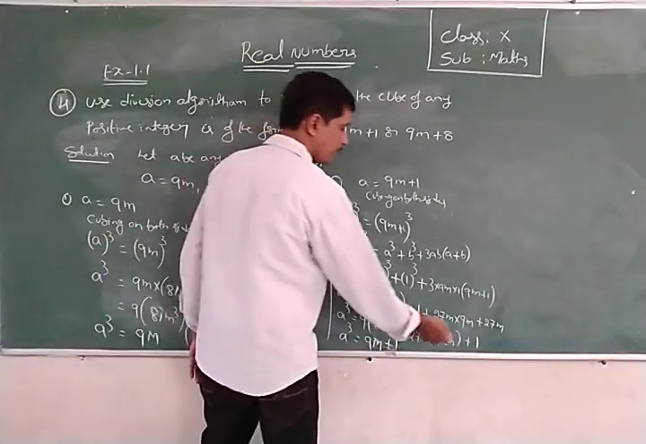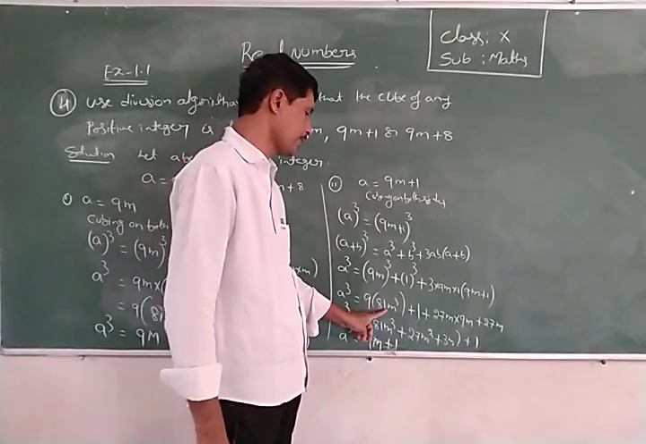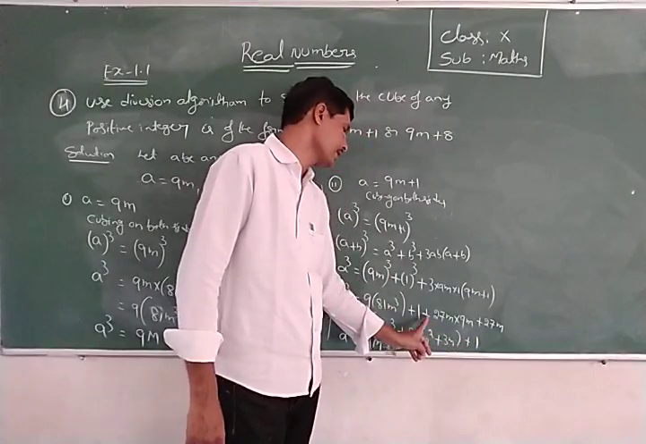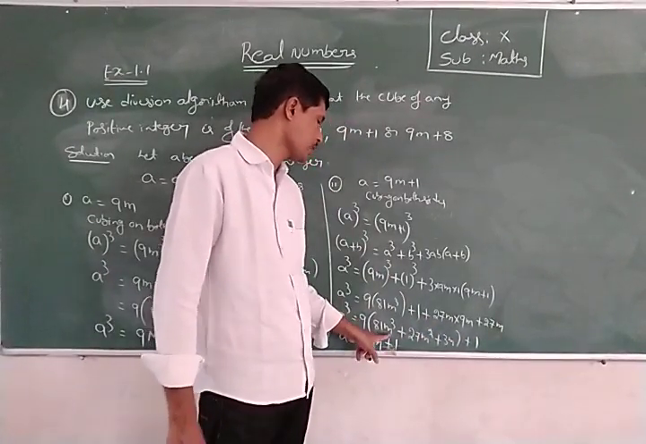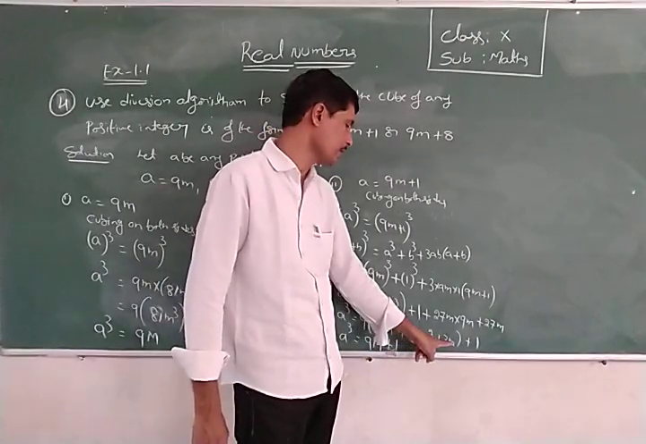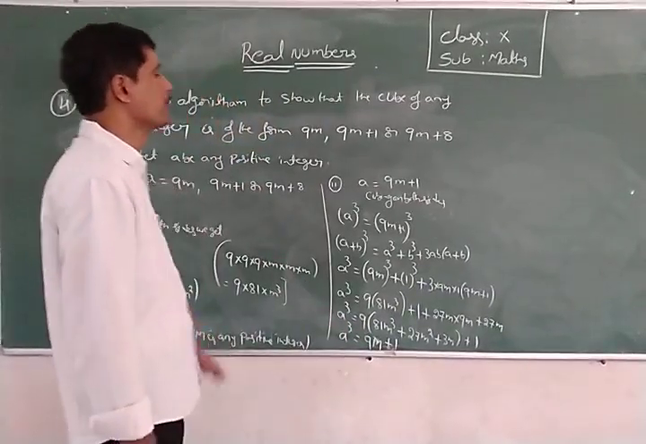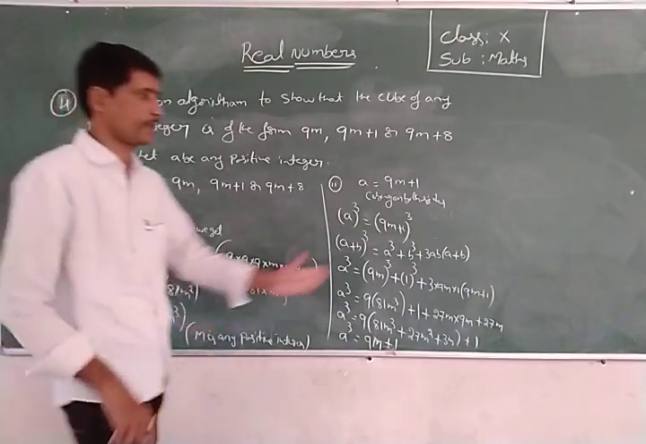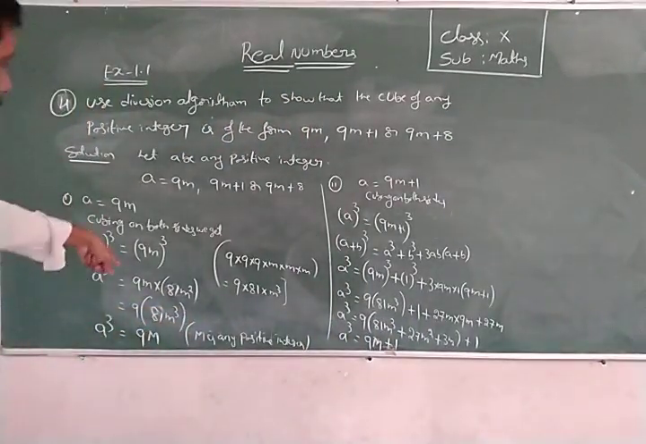Here, in the first term and the last two terms, 9 is the common factor. Remaining is 81m cube, 27m square, 3m, and the same 1 is there, plus 1. Therefore in the bracket part: 81m cube plus 27m square plus 3m plus 1. Therefore a cube equals 9m plus 1. Same to do for a equals 9m plus 8. Any doubt in this one?